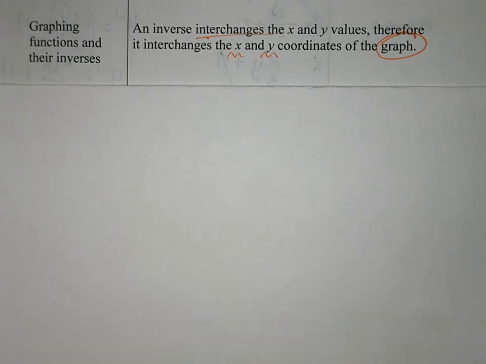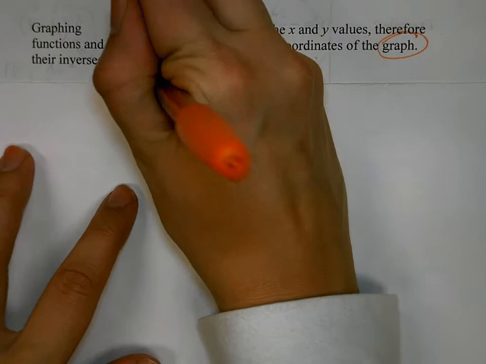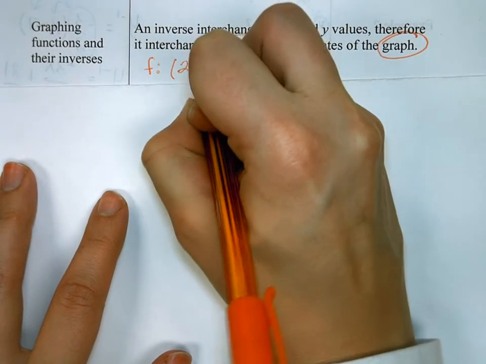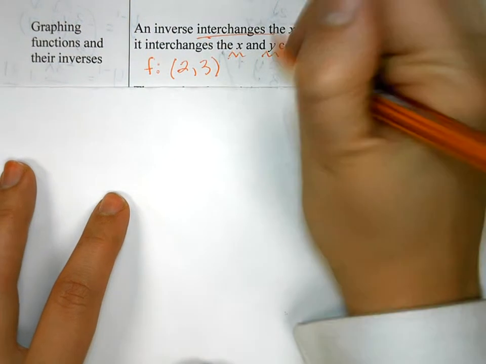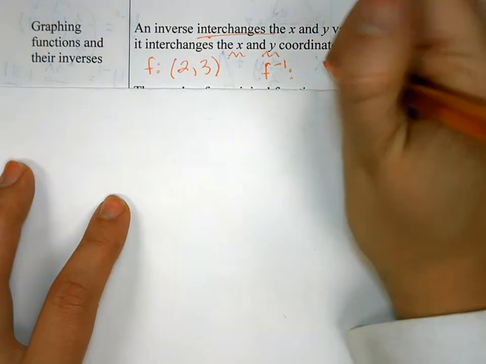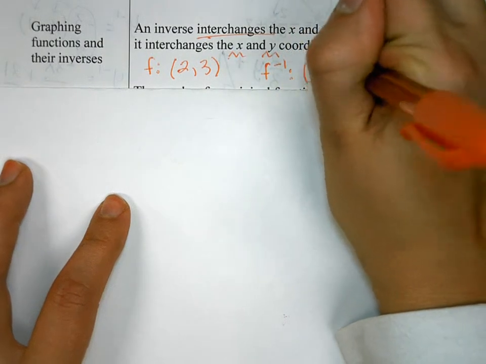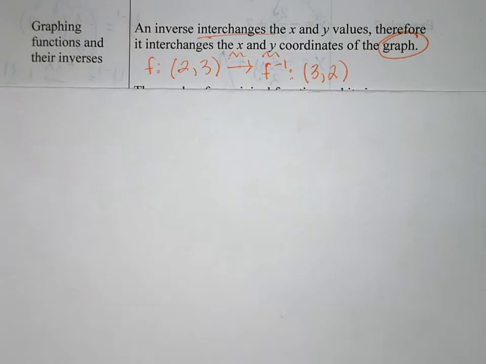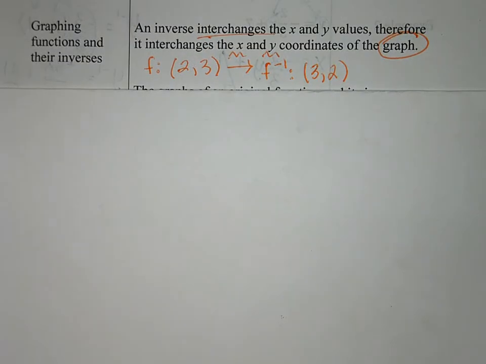So, for example, if my original function has a point 2, 3, the corresponding point on my inverse function would be 3, 2. So we just flip them, the x and the y. Which is going to make graphing actually really nice for us.